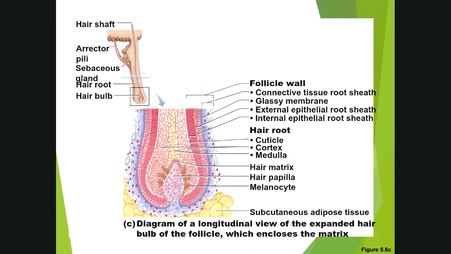We can also see melanocytes down here. So just like we saw with the skin, the melanocytes are going to make melanin, it's going to get released, and these cells are going to absorb it. And so these cells are going to change color. And so if you have dark hair, they're going to be dark. If you have blonde hair, they're going to be very, very sparse.